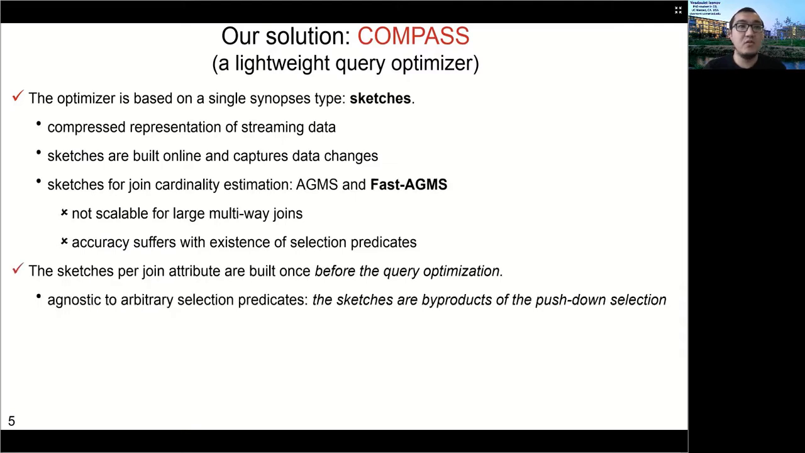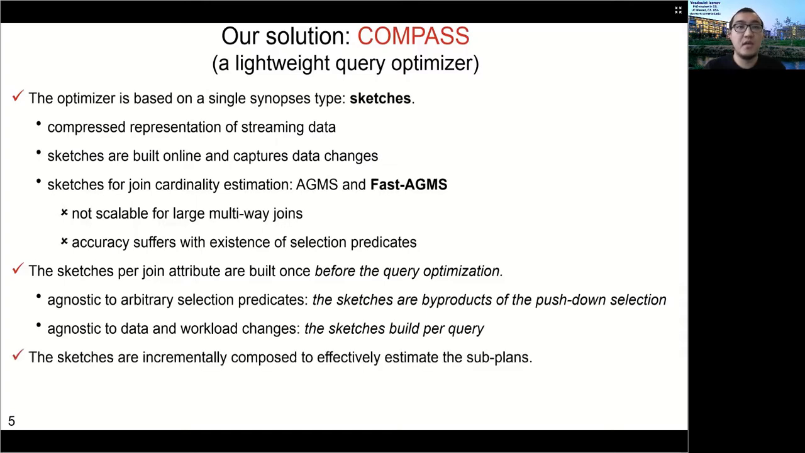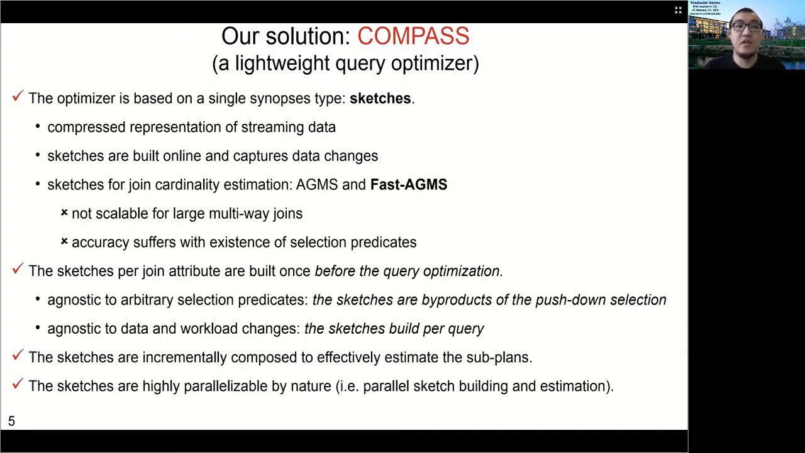In Compass, there is only one sketch per join attribute built during the selection pushdown, which makes the optimizer agnostic to arbitrary selection predicates. In addition, Compass builds the sketches per query to adapt to the data changes. And individual sketches are incrementally composed in order to estimate any join combination during the plan enumeration phase. Since by nature the sketches are highly parallelizable, we can estimate a large number of join cardinalities in a larger plan search space. Now we will illustrate the architecture of Compass.